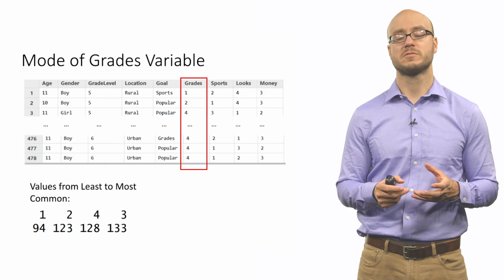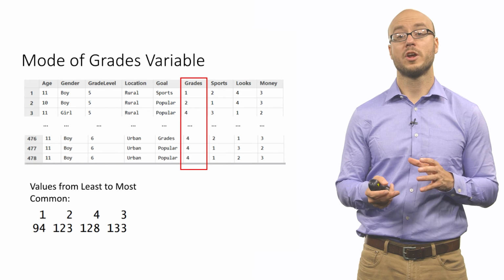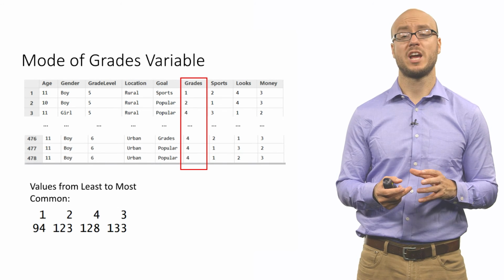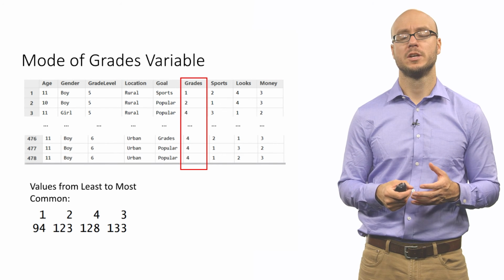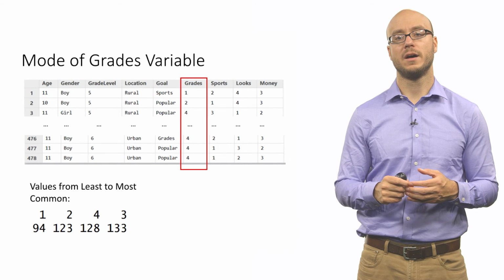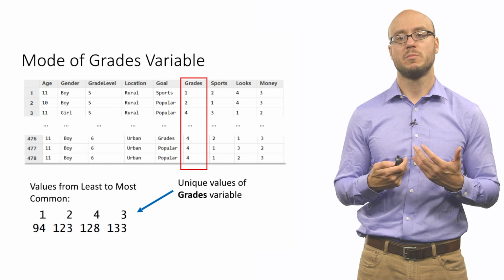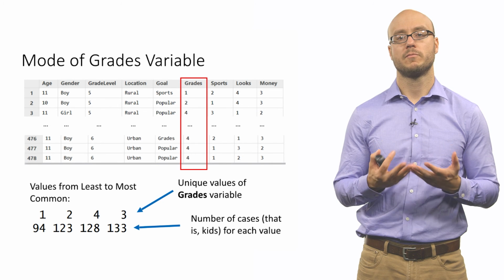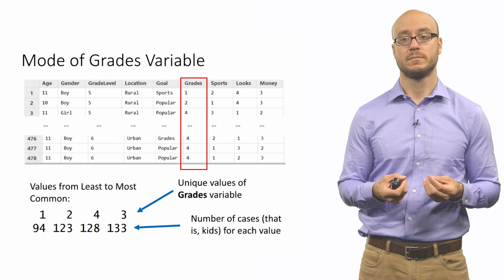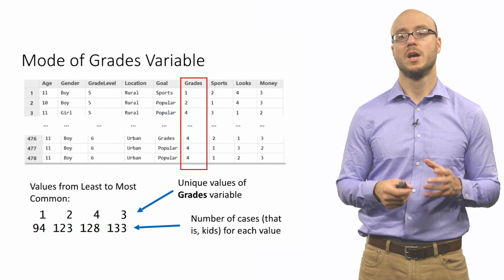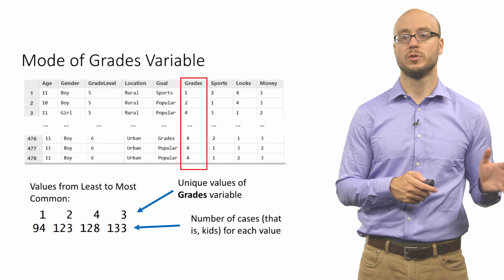Then 123 students ranked grades as the second most important attribute. 128 students ranked it as the 4th most important attribute, and 133 students ranked it as the 3rd most important attribute. So when you look at this table of frequencies or counts, you can see that in terms of grades ranking, the mode is 3. Okay, so the mode of the grades variable is 3. Most students ranked grades as 3 rather than 4, 2, or 1.